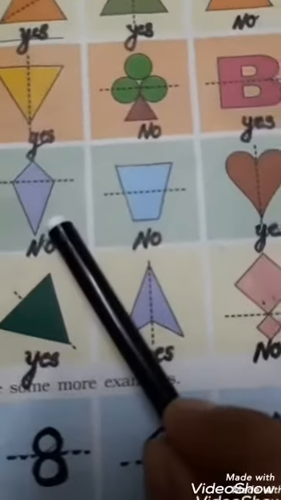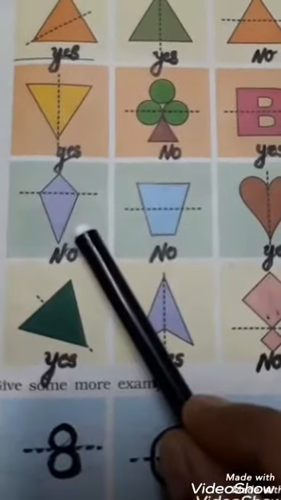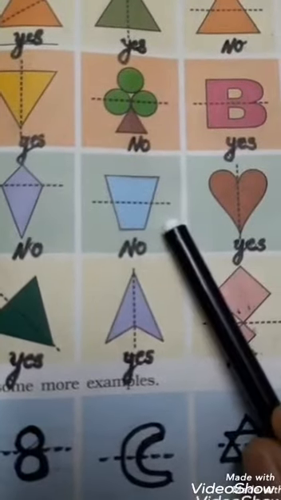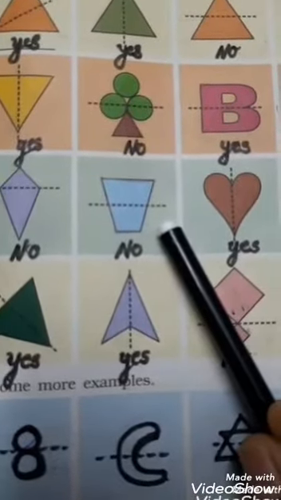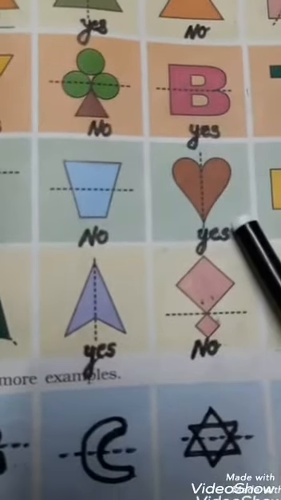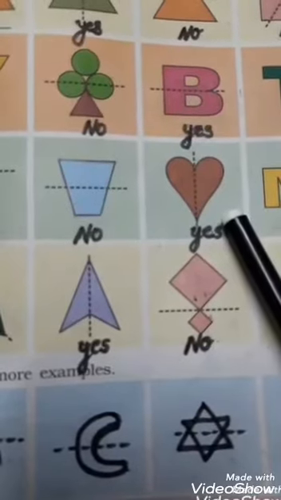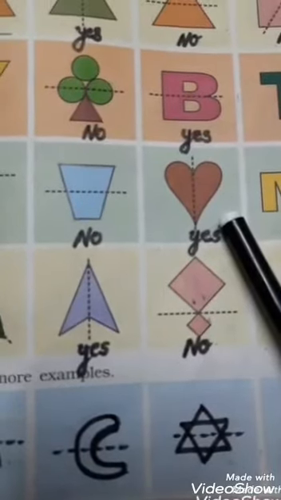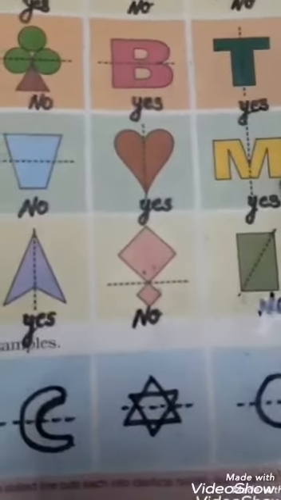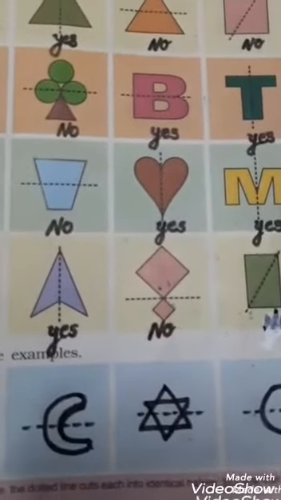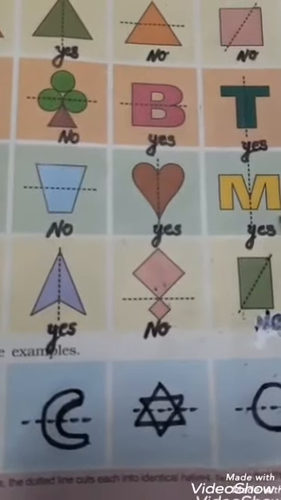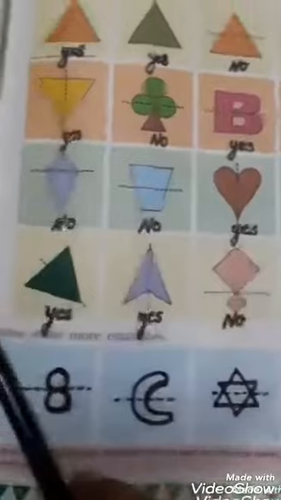Next picture is not a similar mirror half. So we have to write no. Next picture also is not a similar half. So we have to write no. Next is heart shaped. Cut into two equal parts. Both parts are equal. So we have to write yes. Next is capital letter M. It's cut into two equal parts. Both parts are equal. So we have to write yes.